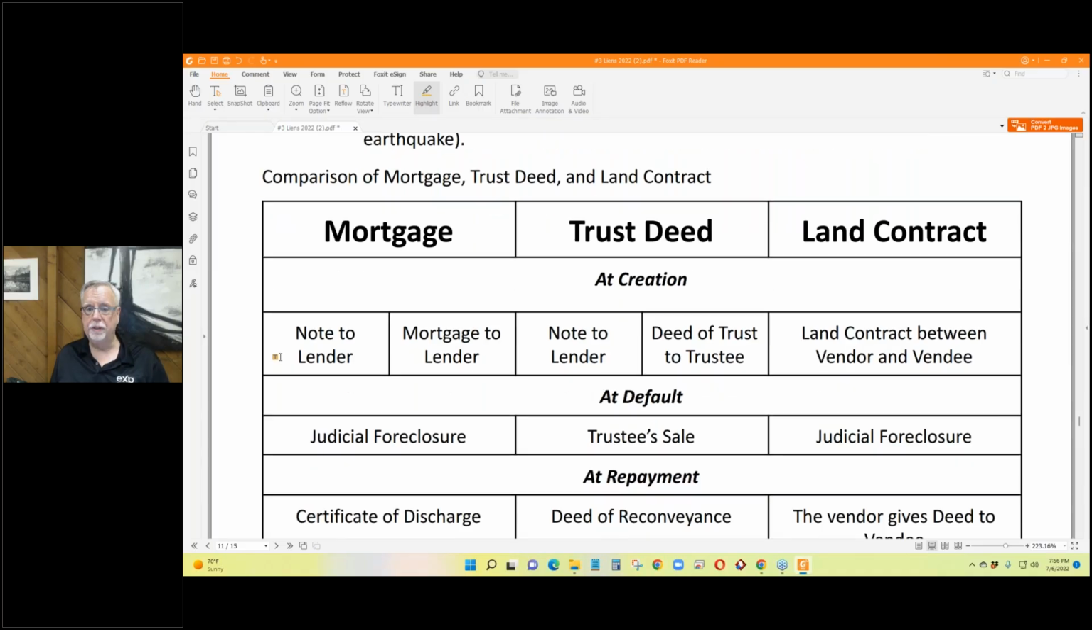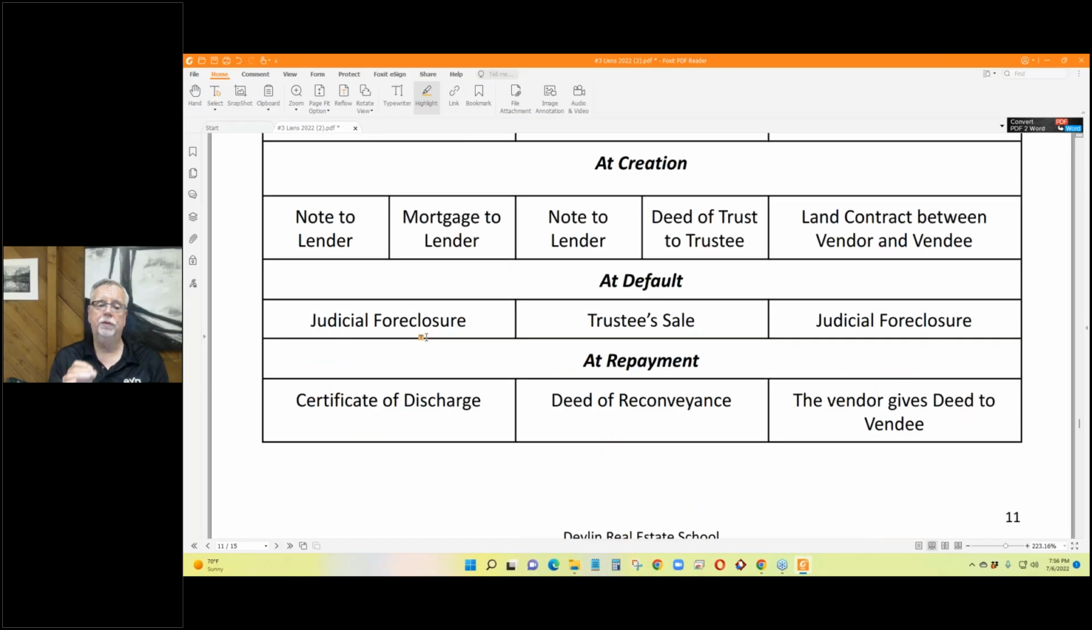So, comparisons of mortgages, trust deeds, and land contracts. The mortgage, there's a note to the lender and then a mortgage to the lender. In a trust deed, there's a note to the lender and a deed of trust to the trustee. In a land contract, there's a contract between the vendor and the vendee. If there's a default, it's judicial foreclosure for a mortgage, trustee sale for the trust deed, but judicial foreclosure, you have to, to throw the person out requires a court.